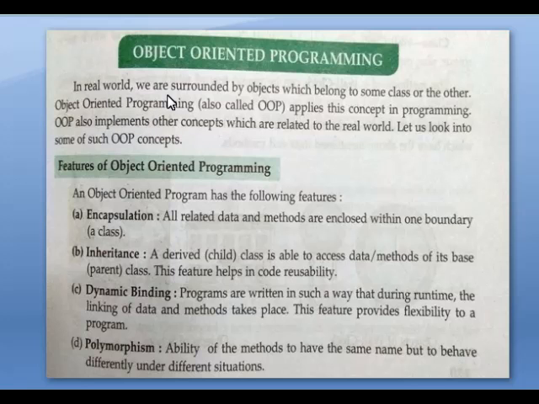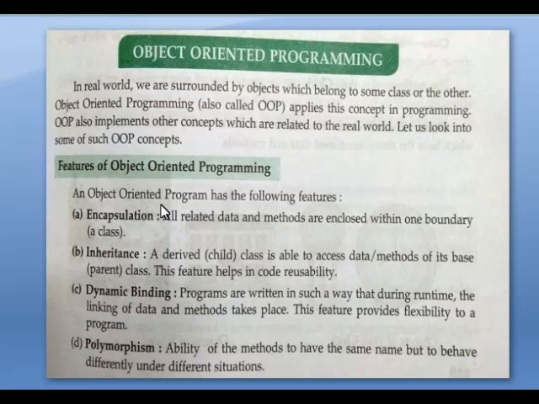In real world we are surrounded by objects which belong to some class or the other. Object oriented programming, also called OOP, applies the concept of programming. OOP also implements other concepts which are related to the real world. Now we are going to see the features of object-oriented programming. An object-oriented programming has the following features.